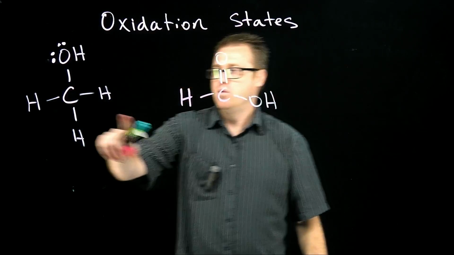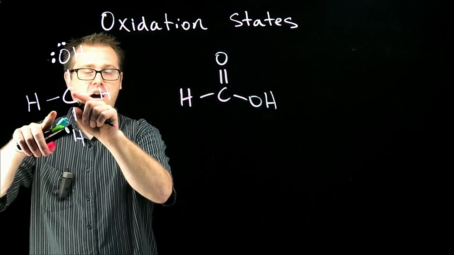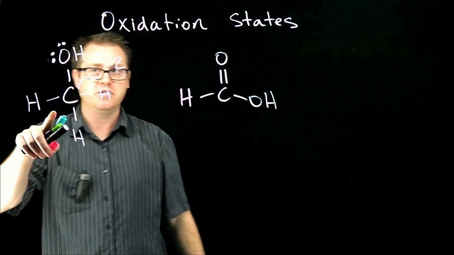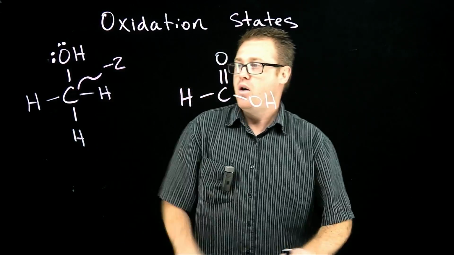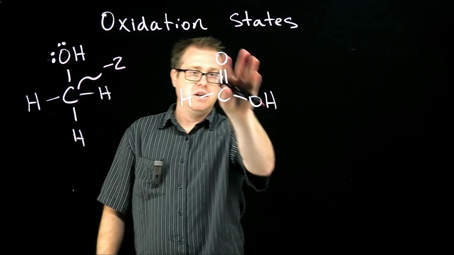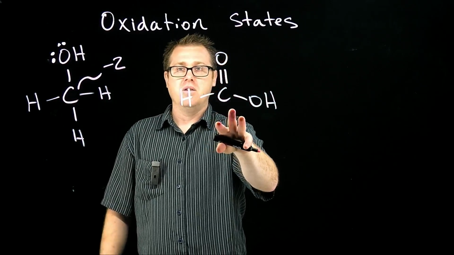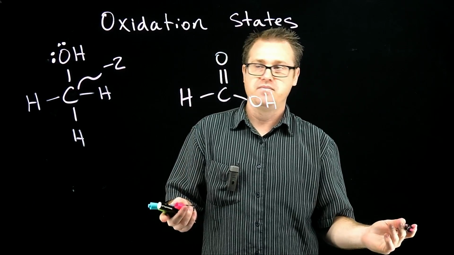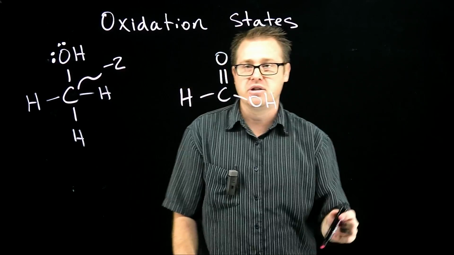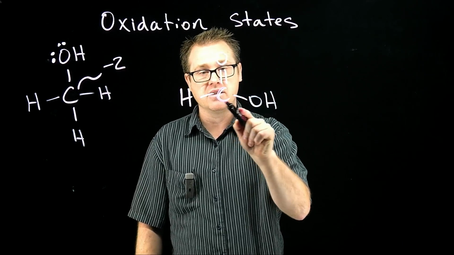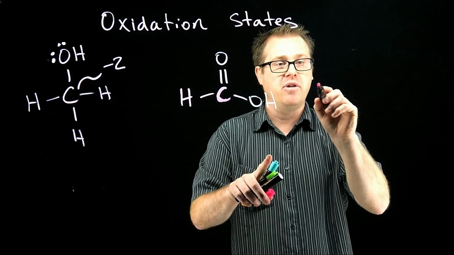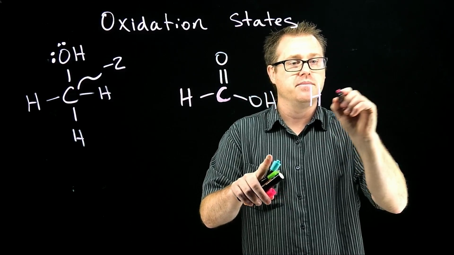Now, we've already established that the oxidation number for this carbon in methanol is what? A -2. So now, when we went from methanol to formic acid, what has happened? Did we do an oxidation or a reduction? And to figure that out, we have to figure out now the oxidation number for this carbon. So we do it the same way that we did it before.